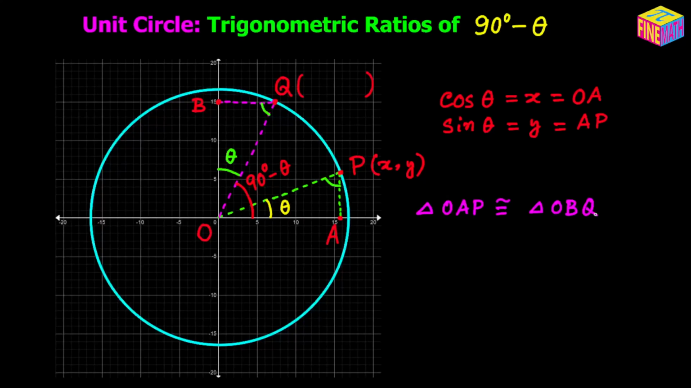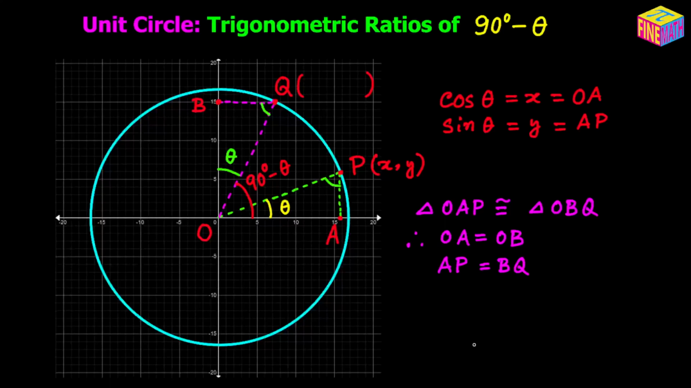So let me write that down. Now if the two triangles are congruent, then we can easily say that OA will be equal to OB. Those are the corresponding sides. And also we can say that AP will be equal to BQ because they are also corresponding sides of those two congruent triangles. So now let's try to find out the trigonometric ratios of 90 degree minus theta, right? So what would be the x coordinate of the point Q? Well, the x coordinate of the point Q will be cosine of 90 degree minus theta. That is our main angle of the topic, right?